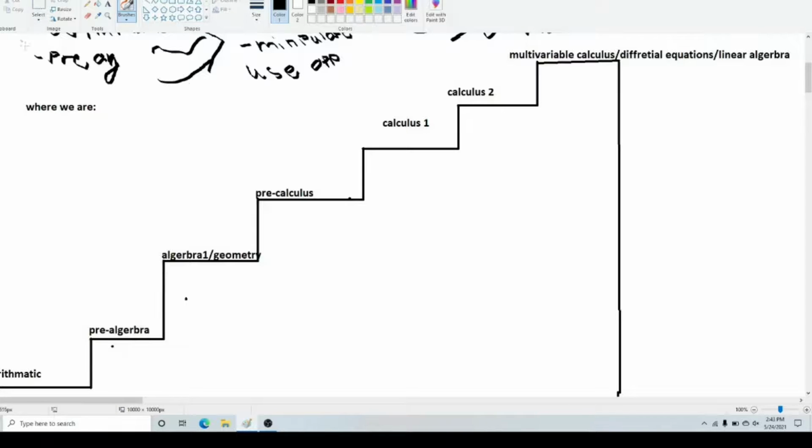So we start off with arithmetic, and arithmetic is just numbers. So we started here. This is really the early stages. And then we moved to pre-algebra. We started learning the basics of algebra. We started learning what variables were, and so this is the elementary school.